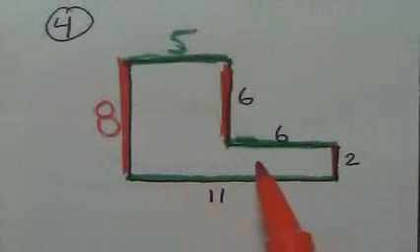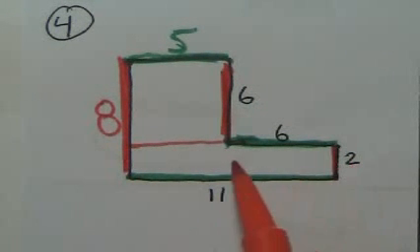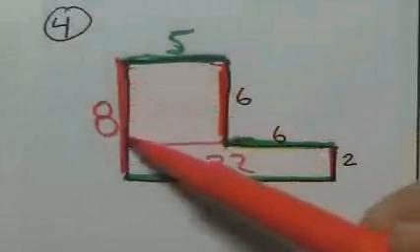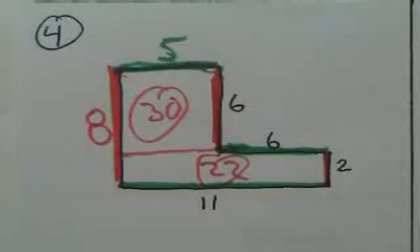And you can divide it up any way you wish. If you want to go like this, that's 11 times 2. And if you want to go, this is 6 by 5. So then you would add up the total area.